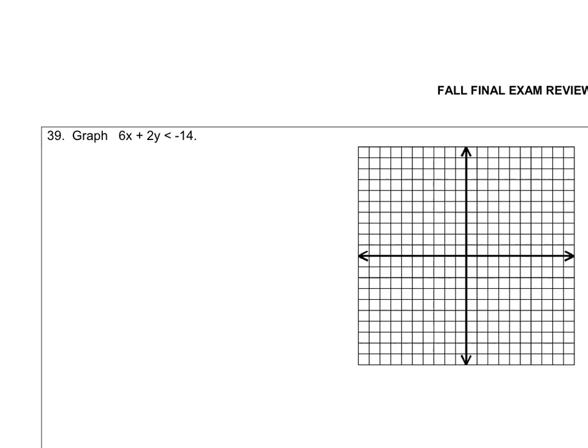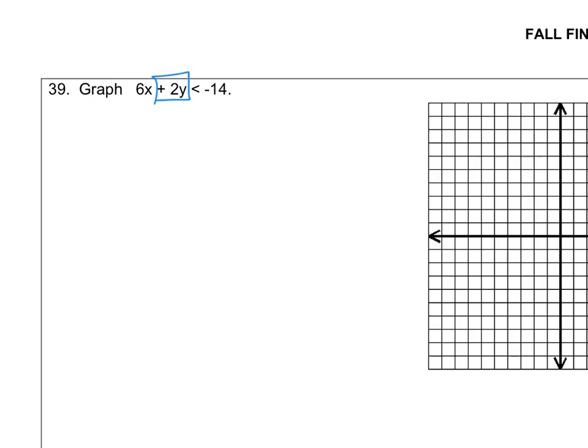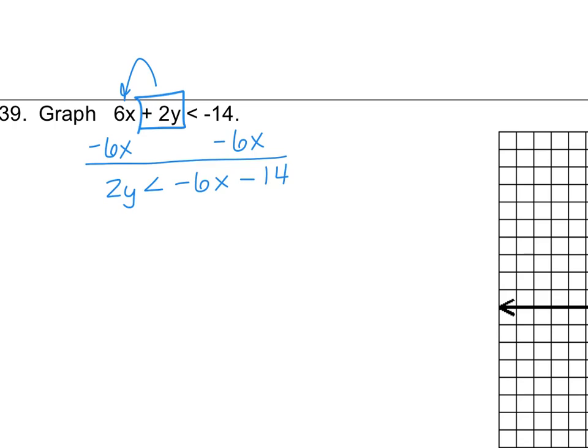All right, we've got 39 as a standard form equation, and I'm going to get that into slope-intercept form to make it easy for me to graph. I'm going to focus on getting y by itself, which means that 6x is a problem, so the opposite of positive 6x is negative 6x. We're going to subtract 6x to move it to the other side, and we'll get 2y is less than negative 6x minus 14.